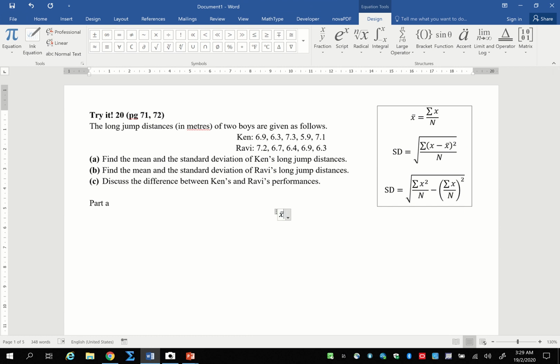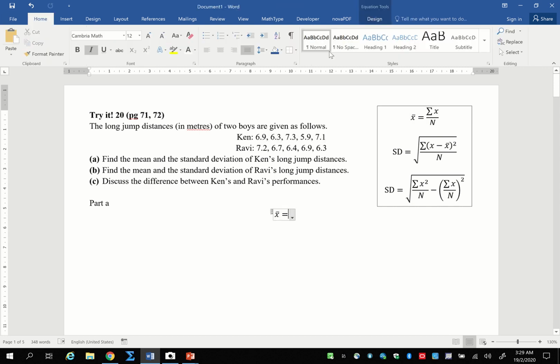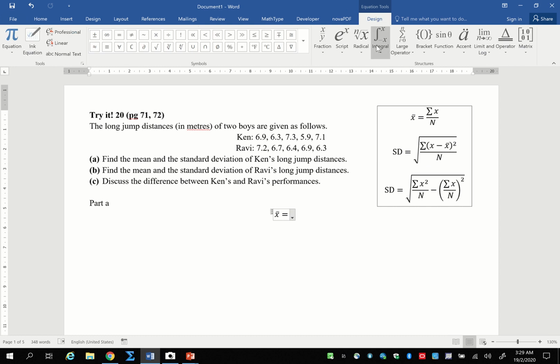Alright, what we can do is basically the summation of all x divided by n. So we have 6.9. Let's just copy this and paste here. So the fraction: summation of all x. So 6.9 plus 6.3 plus 7.3 plus 5.9 plus 7.1, and n is the number of elements in the data set.